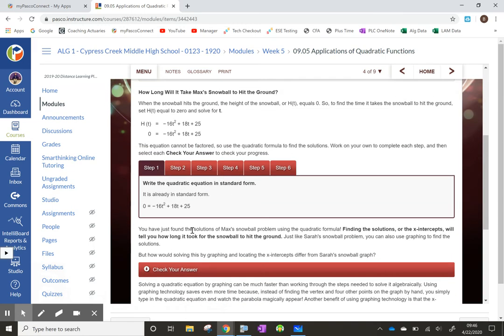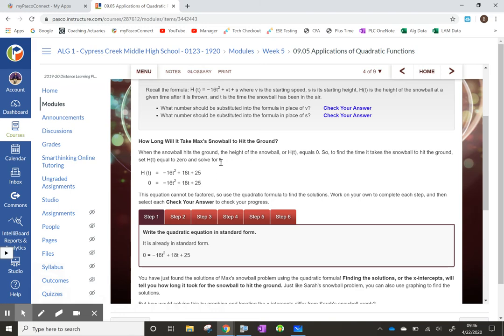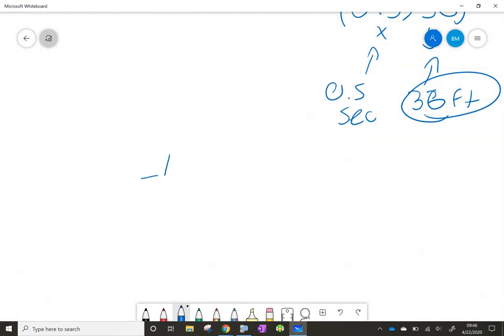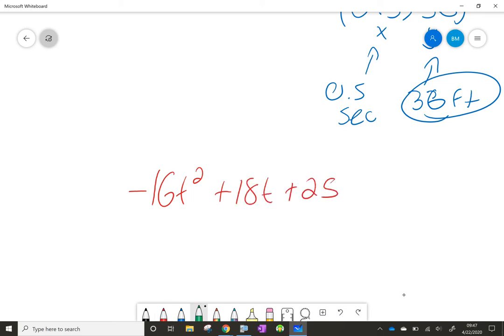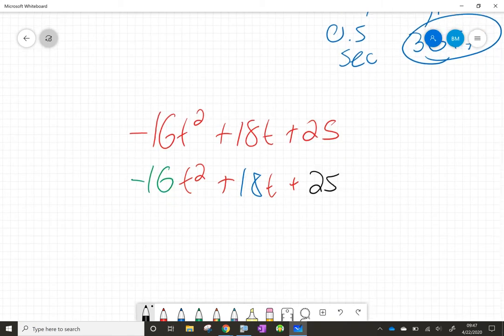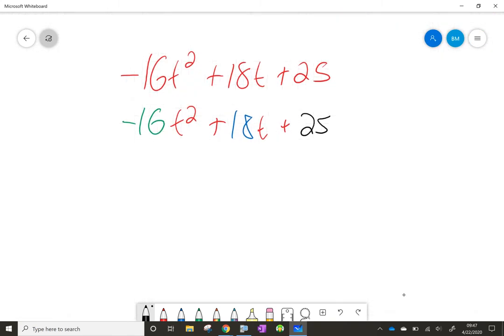So let's calculate that for this example. Max is throwing a snowball, and his function is negative 16t squared plus 18t plus 25. Let's go back to red: negative 16t squared plus 18t plus 25. If we color code that, it's negative 16t squared plus 18t plus 25. So we know the a, b, and c values. If we're looking for, remember, where it hits the ground, okay?